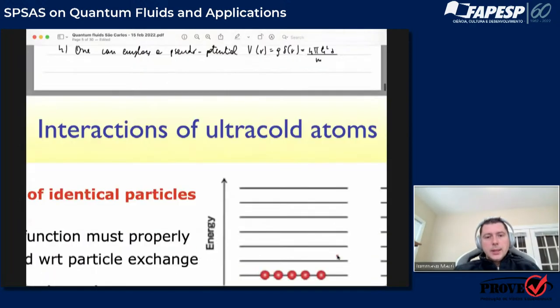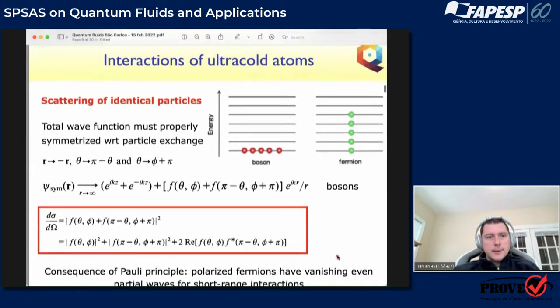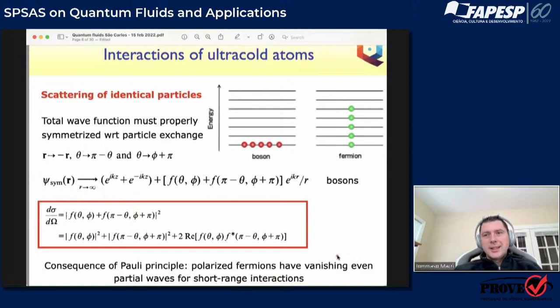Okay. Now, another important concept is the fact that symmetrization of the wave function is also very relevant for ultracold systems. In particular, if you work with indistinguishable or identical particles, the wave function needs to be properly symmetrized. So for bosons, you only expect to have symmetric wave functions. For fermions, for polarized fermions, you would expect to have antisymmetric wave functions.